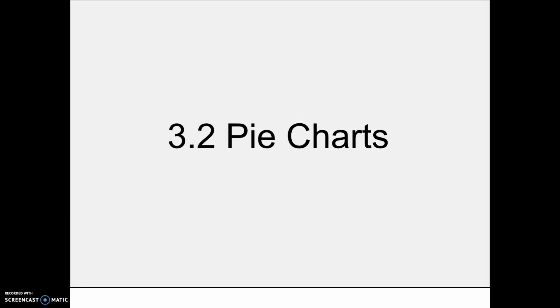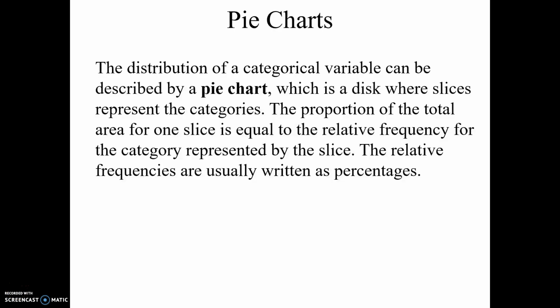In section 3.2, we will talk about pie charts. The distribution, well, let's first define the word distribution in statistics. The distribution of a variable, these are all possible values that the variable can take on.